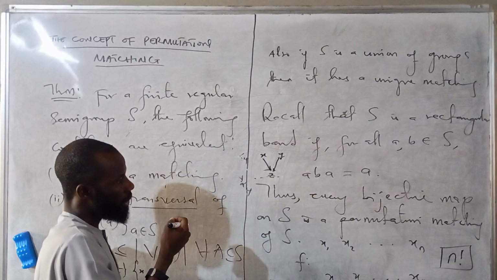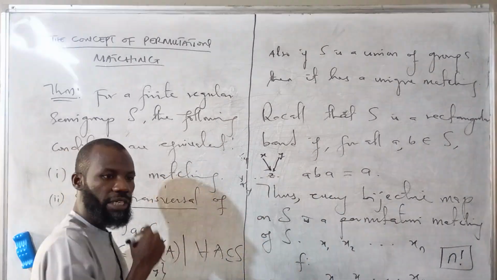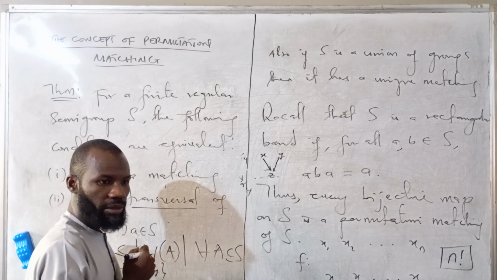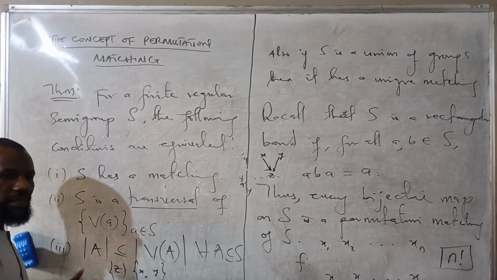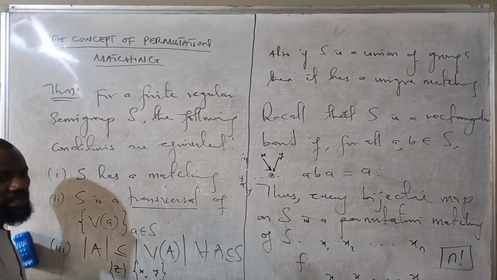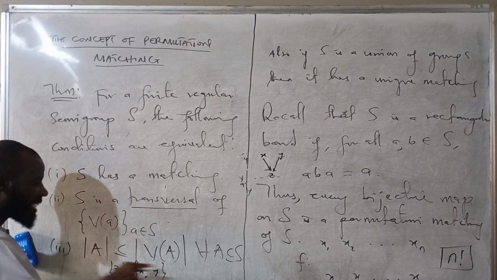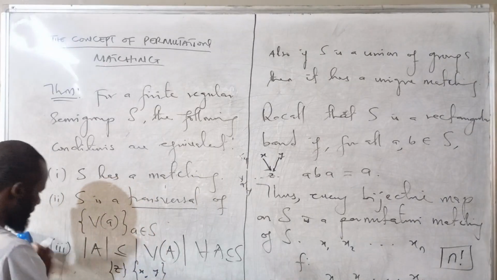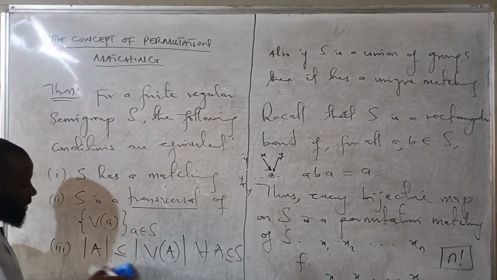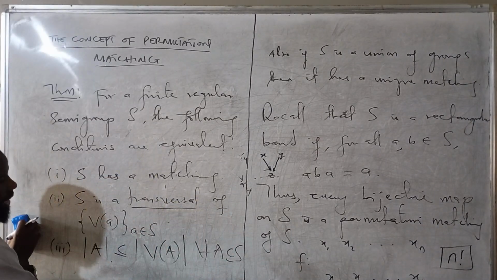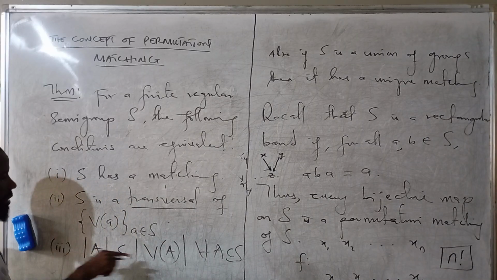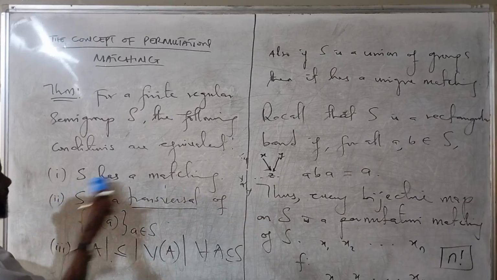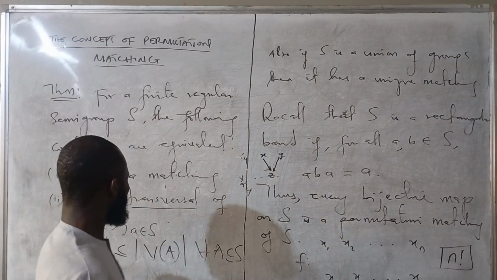But then in that situation, the resulting map will no longer be a permutation. And so therefore, the matching condition will not be satisfied. So you cannot have a matching. Whenever this condition happens, then you can have a matching. Otherwise, the matching will not exist. So that's why this condition is equivalent to saying the semigroup has a matching.